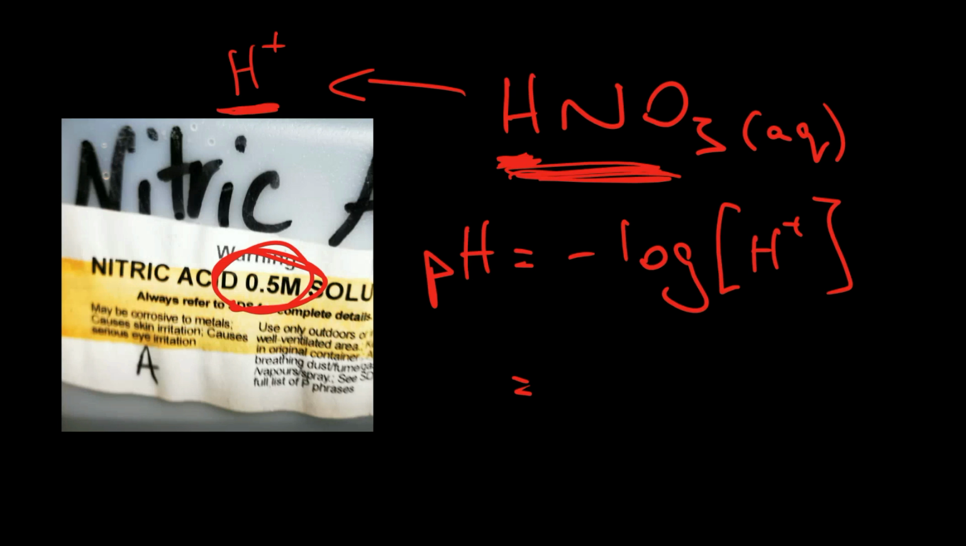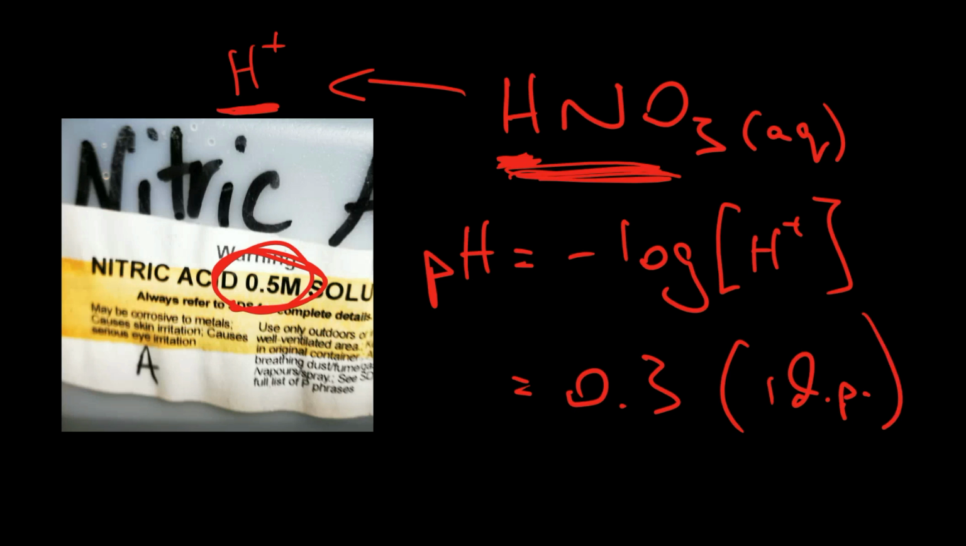Now, let me just reach for my calculator. Well, it's my phone, but anyway, it does the job. Let's see, the negative log of 0.5 equals 0.3, and I'm just going to round this to 1 d.p.